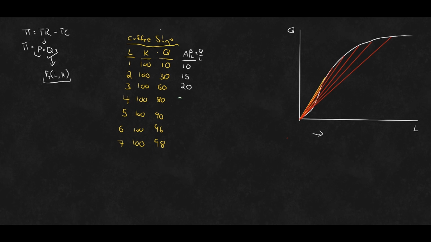80 over 4, we're still at 20. And then we start to get 90 divided by 5. That drops us down to 18. 96 over 6. 96 cups of coffee per 6 workers gives us 16. And then finally, 98 over 7 gives us an output per worker of 14 cups of coffee per worker.